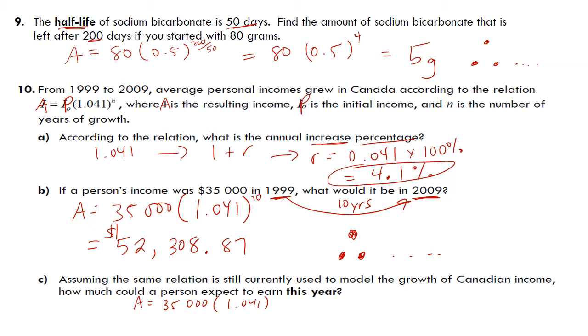This year is 2021. So we got to do 2021 minus 1999. So when you do 2021 minus 1999, you should get 22 years. So that means we have an exponent of 22. Enter that in your calculator just like you see it, 35,000, bracket 1.041, close bracket, exponent 22.